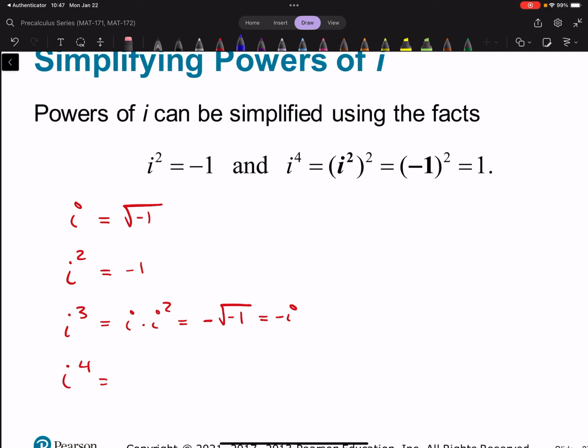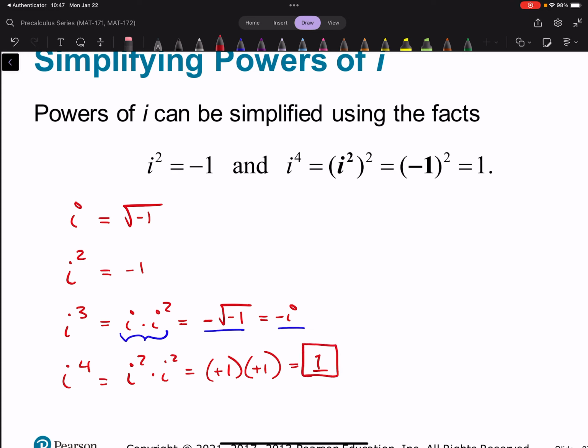These two will probably be what you do, but I want you to take a look at how you can split up these exponents using the product rule. Now, i to the 4th is i squared times i squared. What's i squared? Negative 1. Negative 1 times negative 1 is positive 1.